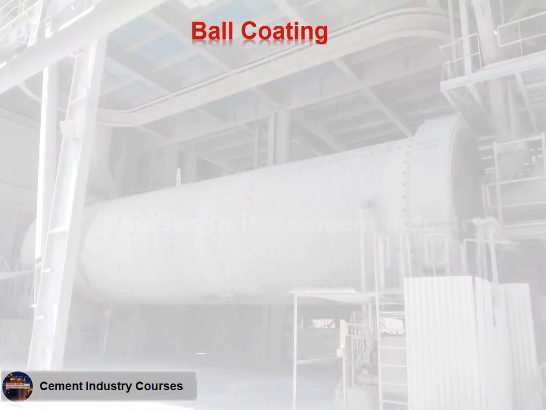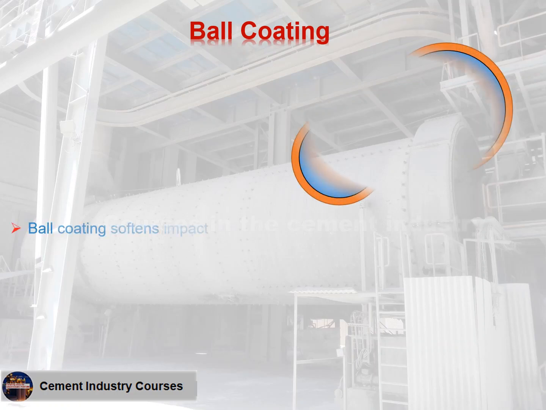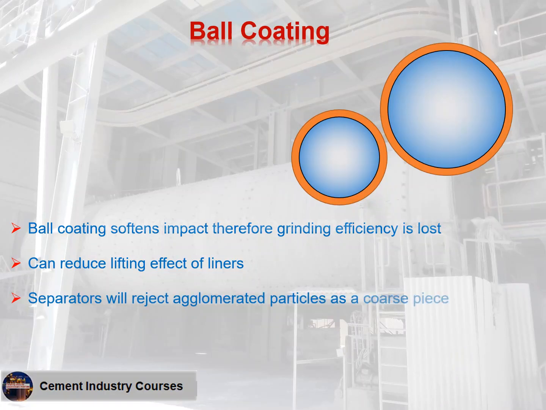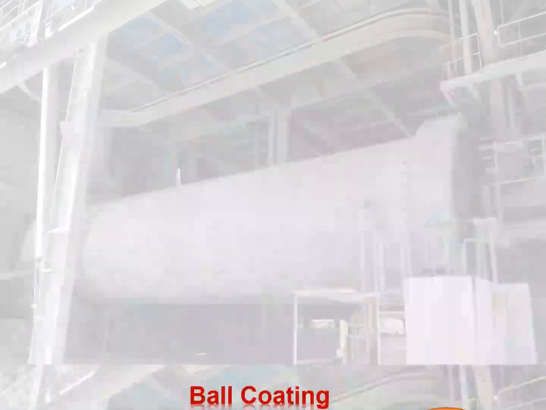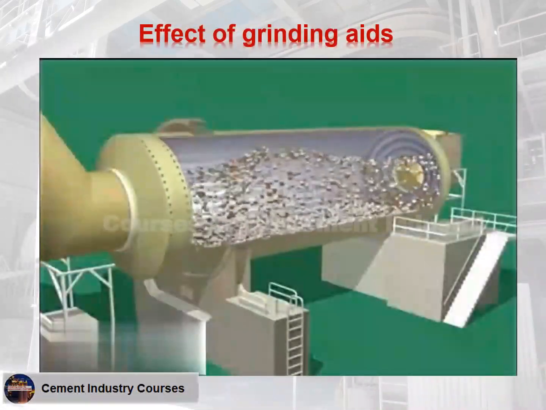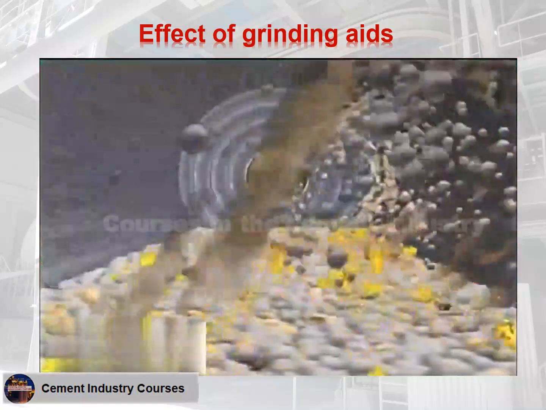Ball coating. Ball coating softens impact, therefore grinding efficiency is lost. It can reduce the lifting effect of liners. Separators will reject agglomerated particles as coarse pieces. Here is a video that shows the effect of grinding aids on grinding balls after coating.